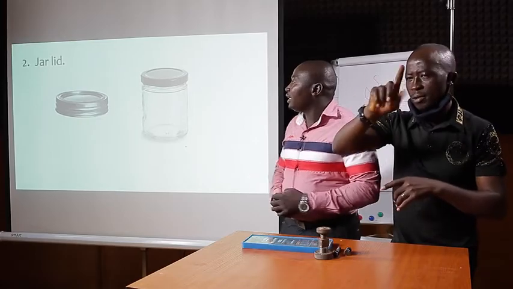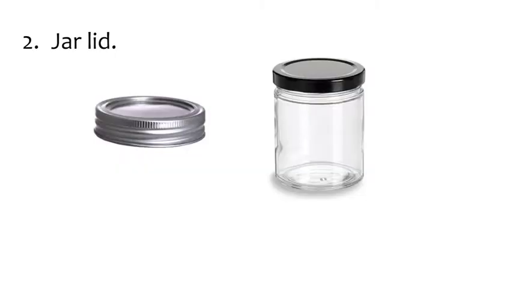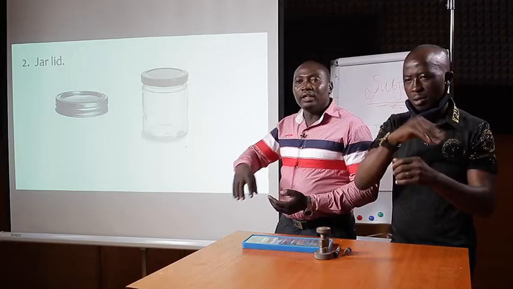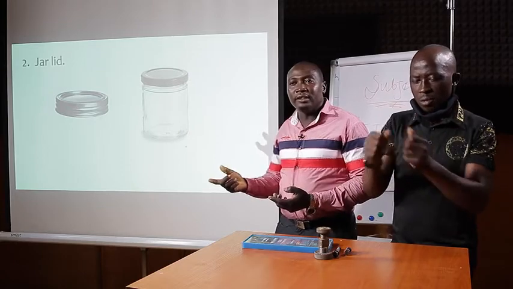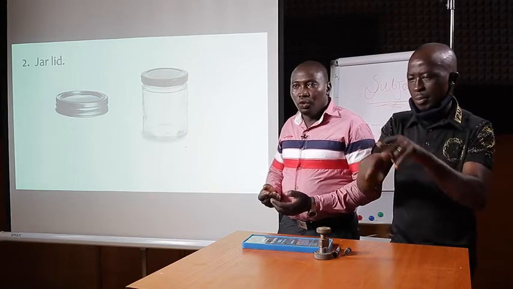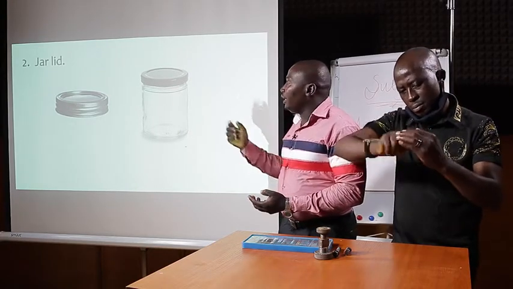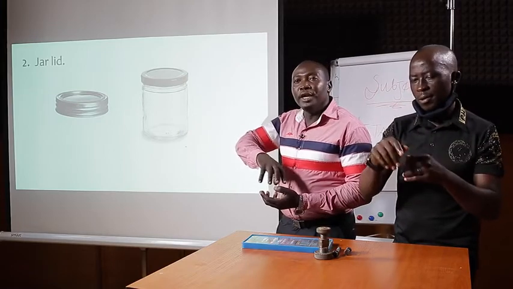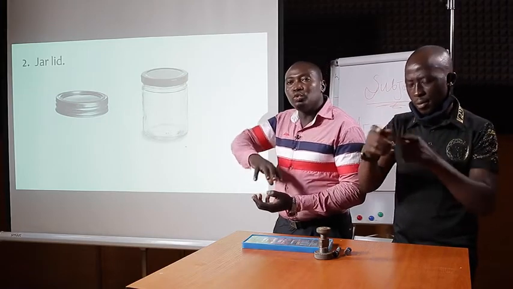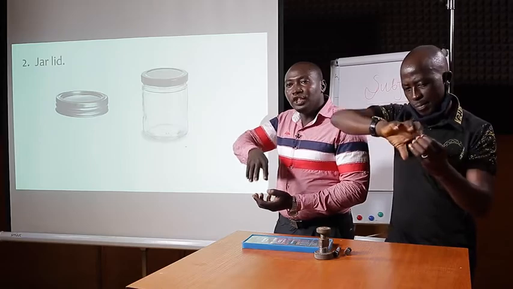The jar lid is displayed, and it also carries a thread on the cover and on the jar, that when put together, just like the bolt and nut, you will have the thread controlling the transmission of motion to either tighten the jar or loosen it.